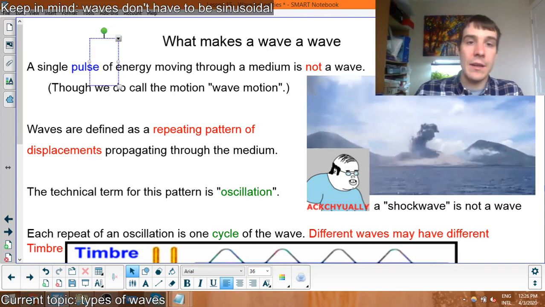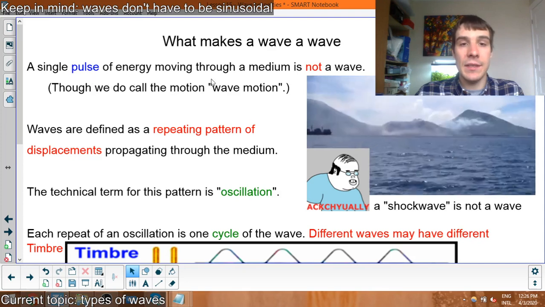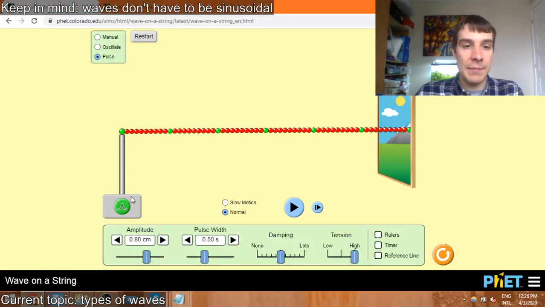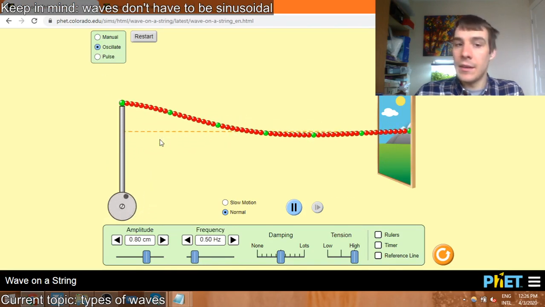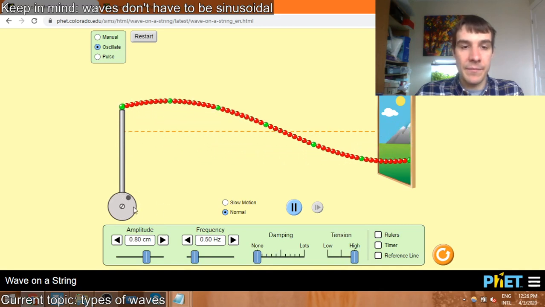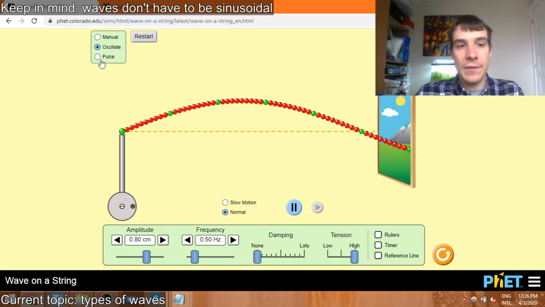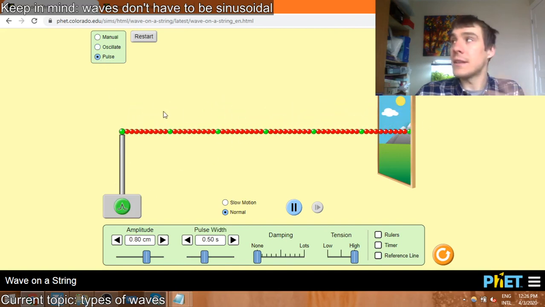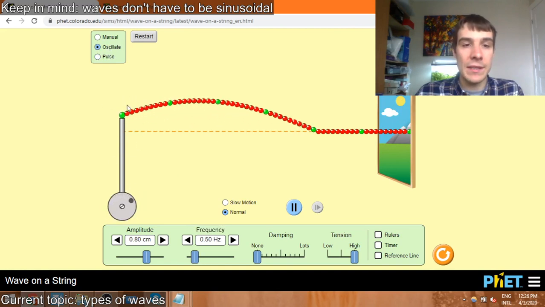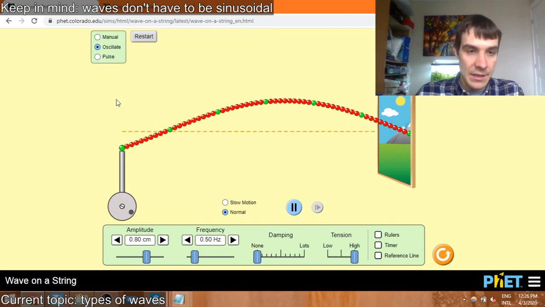And we're back. We're into different types of waves. So a single pulse is not a wave. If you look at the applet, I can make a pulse and go pew, or I can make it oscillate. Take away the damping. Right, so this is a wave. This is wave motion, but that pulse is not considered a full wave. A wave is up and down, up and down, up and down.